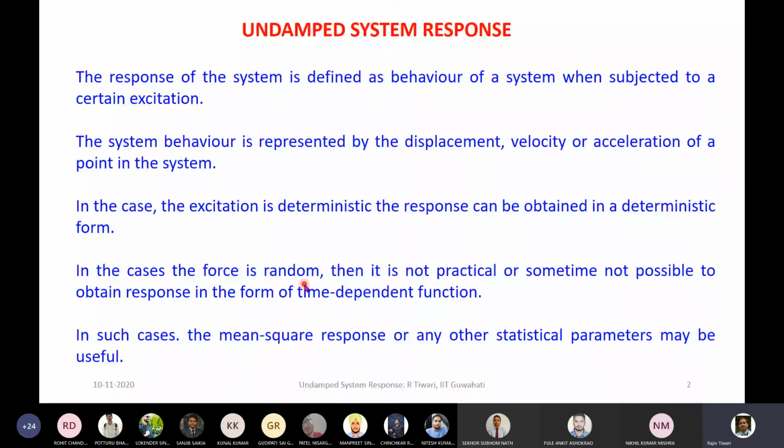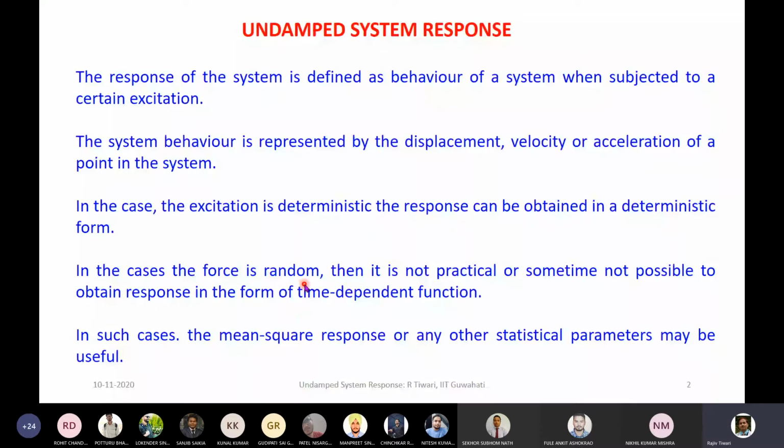But when the force is random, we cannot define the force with respect to time. At this particular time, what will be the actual value of the force? But we will have some idea about the statistical properties of the force, like the mean of the force over time, or the variance of the force. So in statistical form, we will have knowledge of the force.